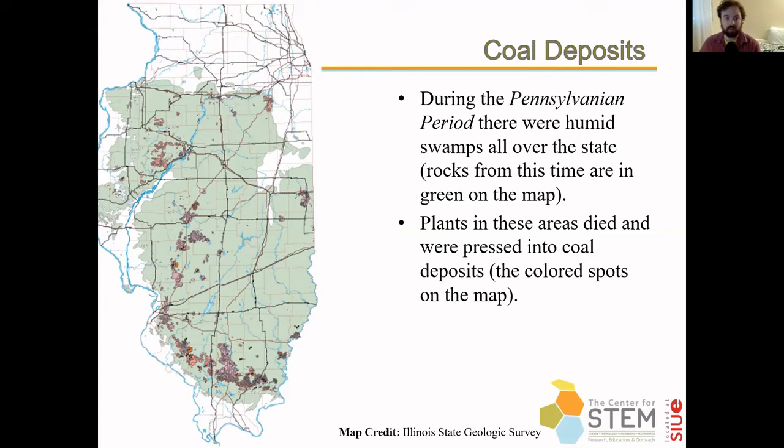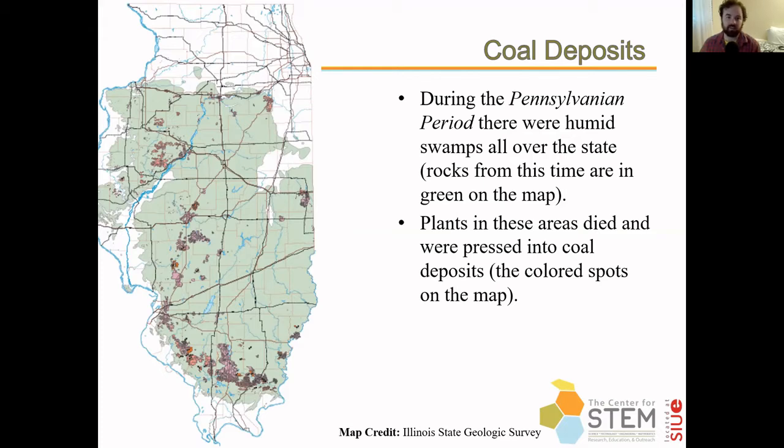This map here shows green areas where there are Pennsylvanian aged rocks. If you remember the limestone, some of this is sort of mixed in with limestone areas too, but the green area is where you can find rocks of the right age, and those colored dots in there show all of the different coal deposits in the state.